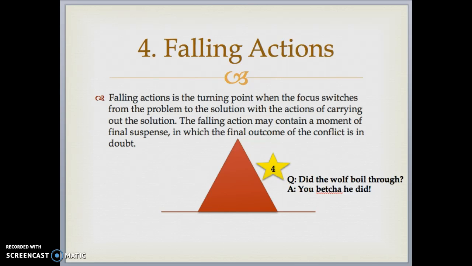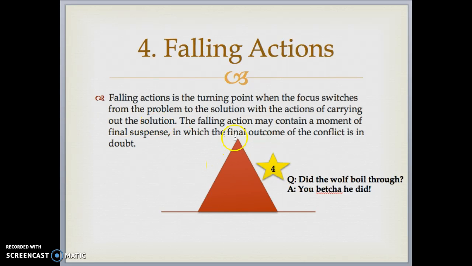4. Falling action. Literally, the wolf fell into the hot pot of water. In falling action, the focus switches from the problem to the solution, with the actions of carrying out the solution. The falling action may contain a moment of final suspense, in which the final outcome of the conflict is in doubt.